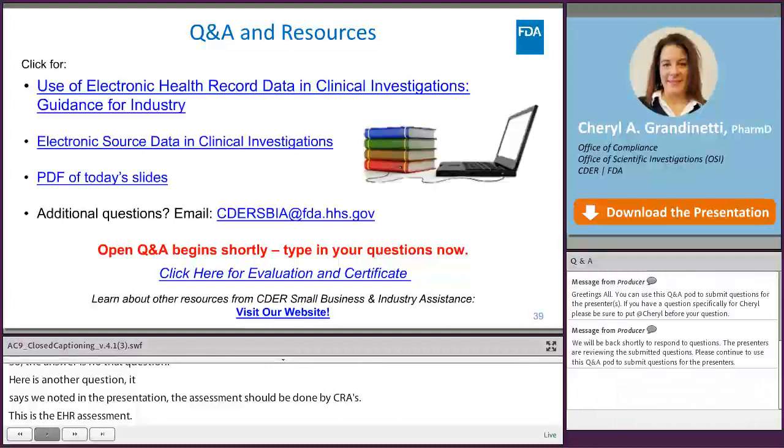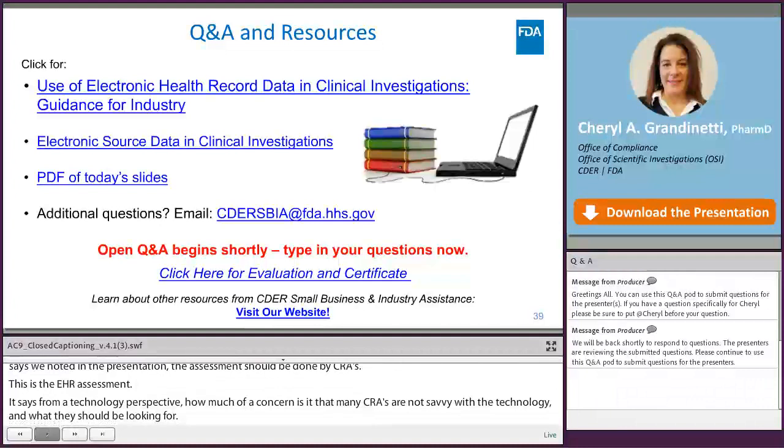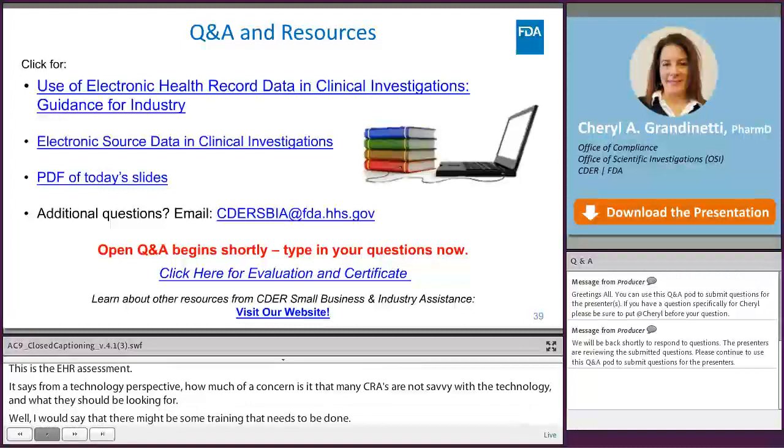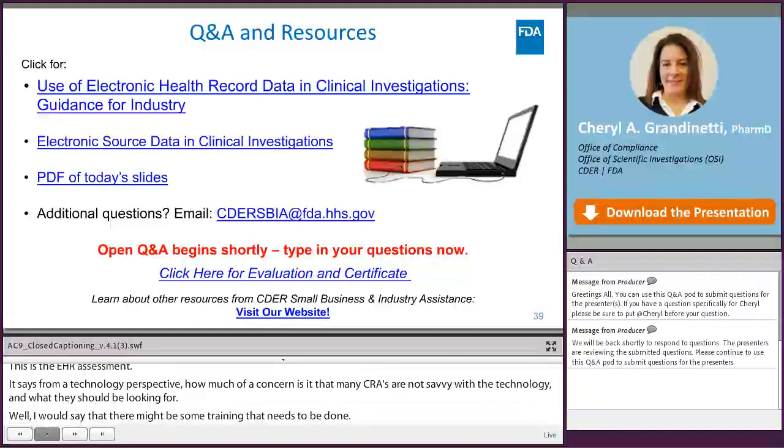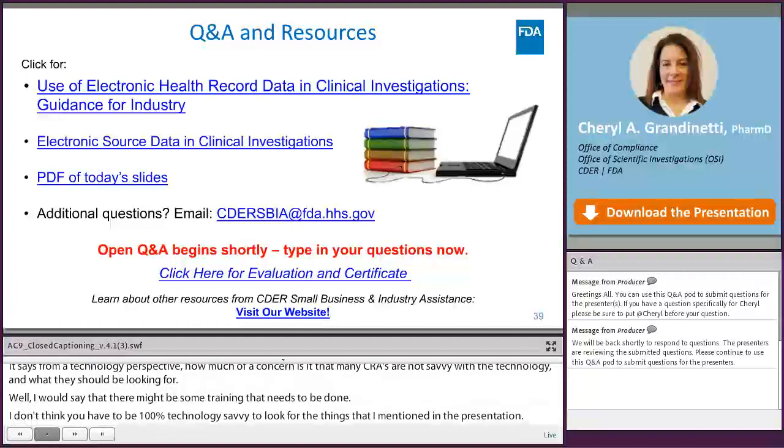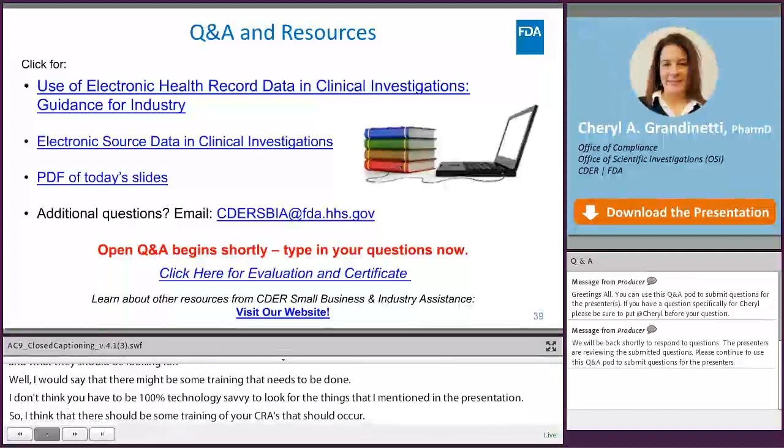Well, I would say that there might be some training that needs to be done. I don't think you have to be 100% technology savvy to look for the things that I mentioned in the presentation. So I think that there should be some training of your CRAs that should occur. Again, this is in cases where you are using data from the EHR in your clinical investigation, as we described in the guidance. So that was the answer to that question.